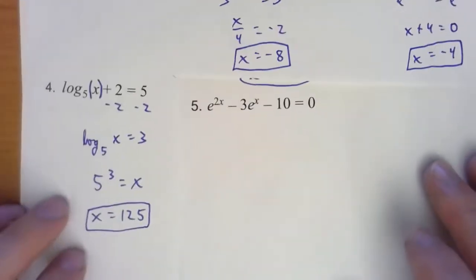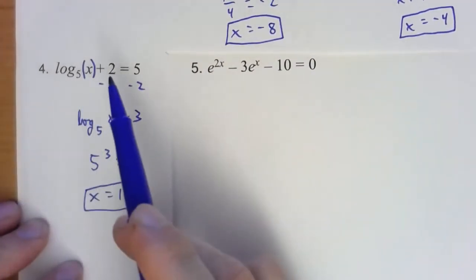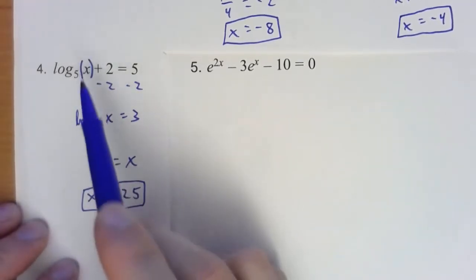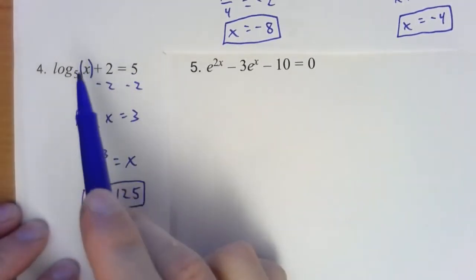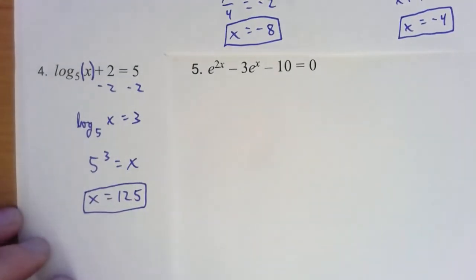Right? And then for number 4, because that 2 is outside the log function, we are able to subtract it. If it was log base 5 of x plus 2 with parentheses around that x plus 2, if the plus 2 was trapped inside the log, we couldn't, but it was outside the log, so we could subtract it.